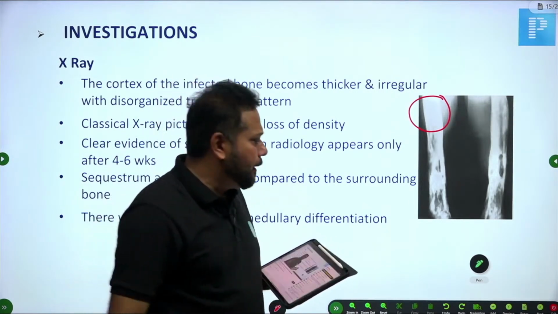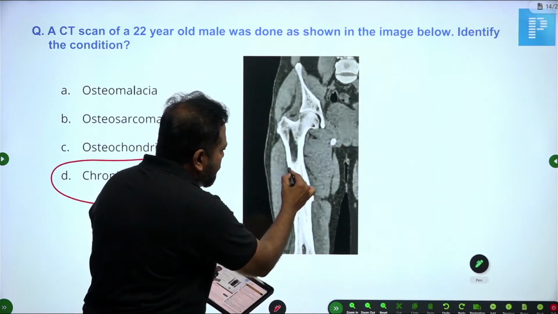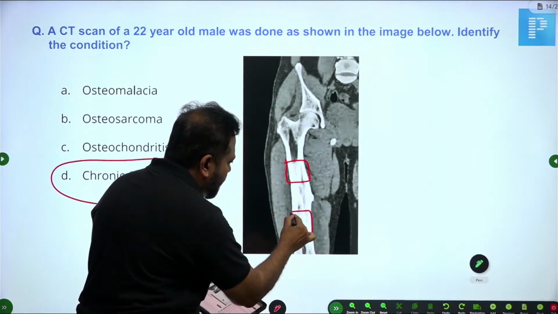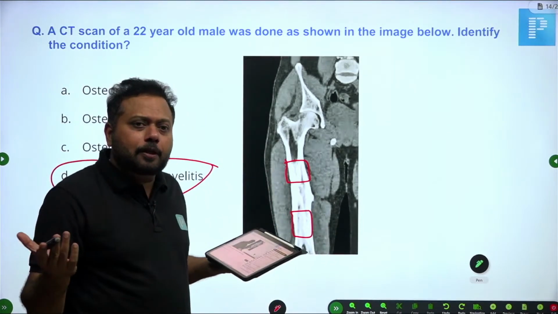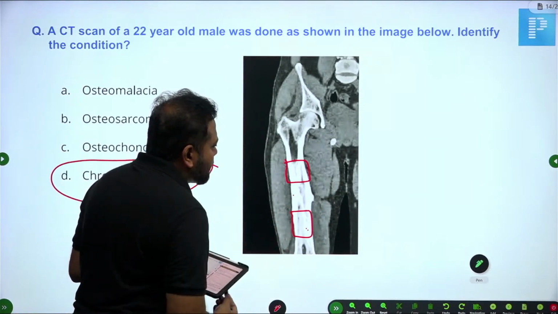Loss of corticomedullary differentiation. Now look at this MRI image. In this place, you don't know which is cortex and which is medulla. You don't know in this place either. Corticomedullary differentiation is lost. All these thickened things are sequestrum.